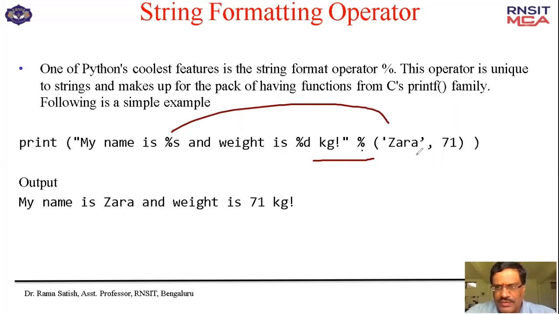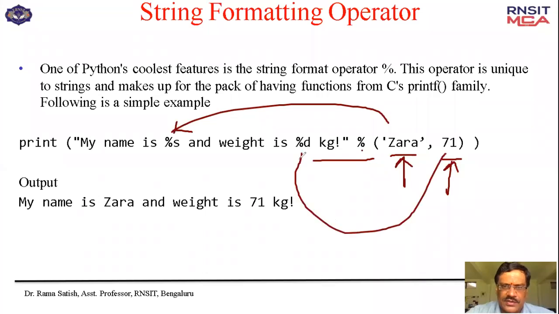You give the name of the variable or the value. Here you can give a variable also, or a value also. So the value is Zara, and the weight is 71. Zara is printed in this place, and 71 is printed in this place. So my name is Zara, and 71 is going to be displayed. This is how you can format the string.